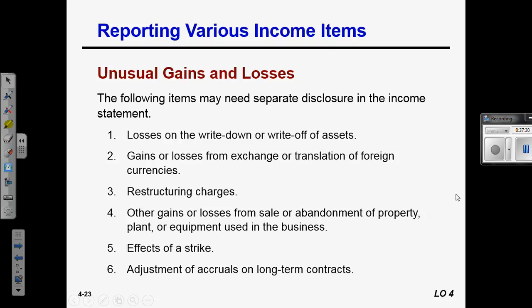It's not unusual. Companies have them all the time. Right? It's not unusual. Okay. Might it be infrequent for you? Oh, I hope so. I hope you don't have to write down your assets very often. Okay, but it's not both.